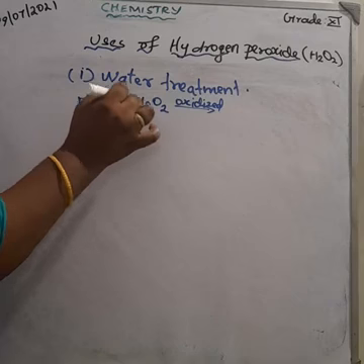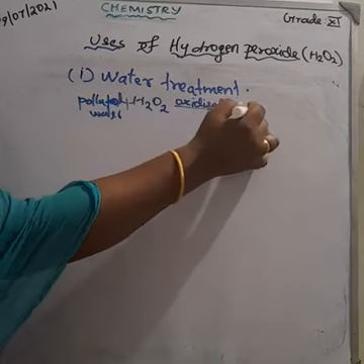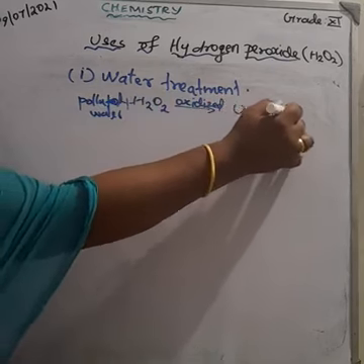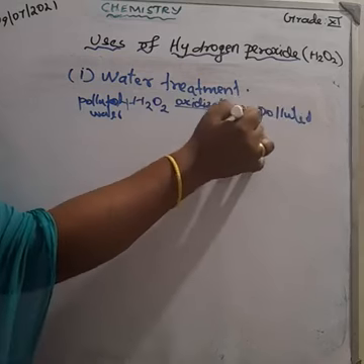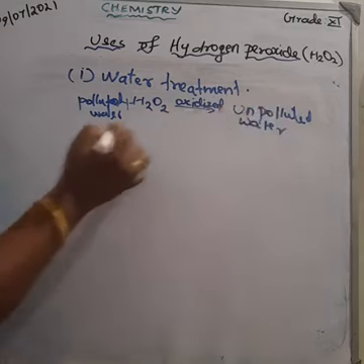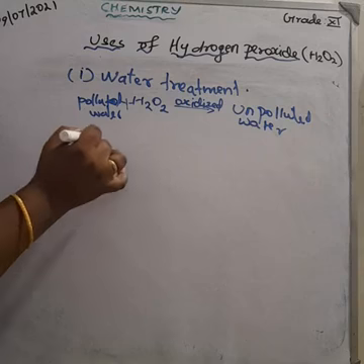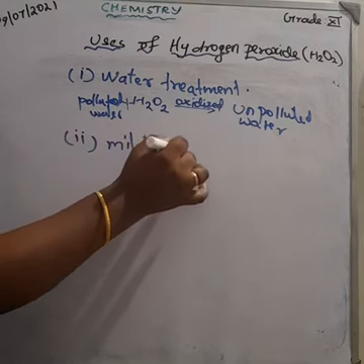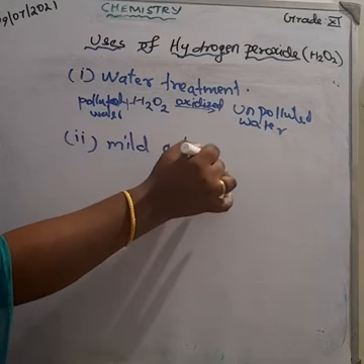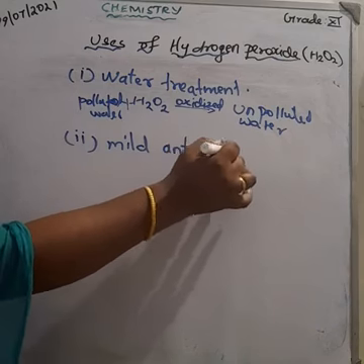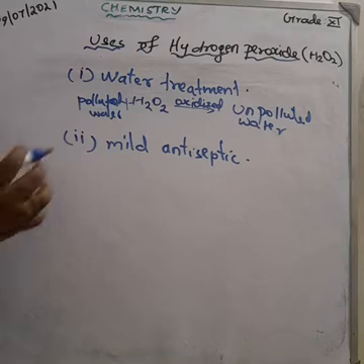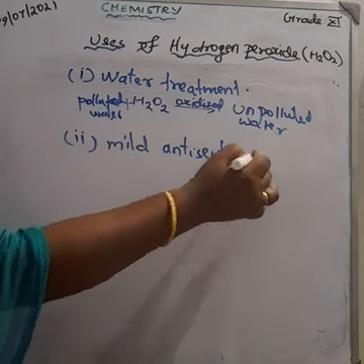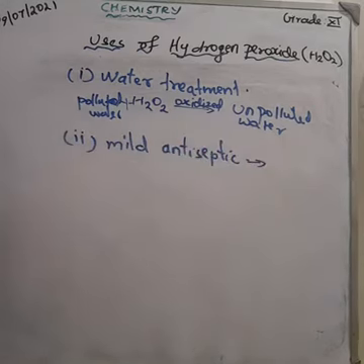Second use: hydrogen peroxide is used as a mild antiseptic. What do you mean by antiseptic? If our body has a wound, we go to the hospital. First of all, they wash it clean. For washing, they use hydrogen peroxide to clean our wound, because it is an antiseptic. Understand?